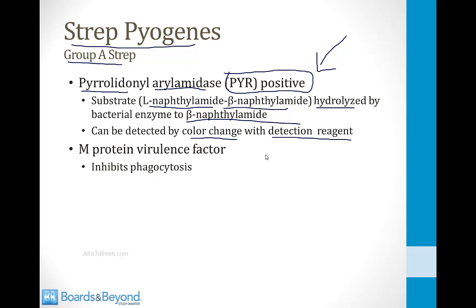Strep pyogenes also has an important virulence factor called the M protein, which inhibits phagocytosis, and I talk about this in more detail in the module on virulence.